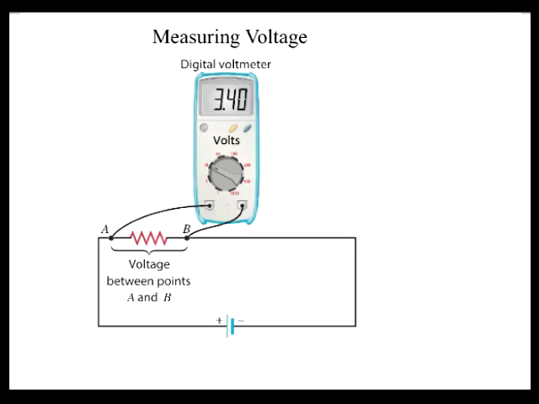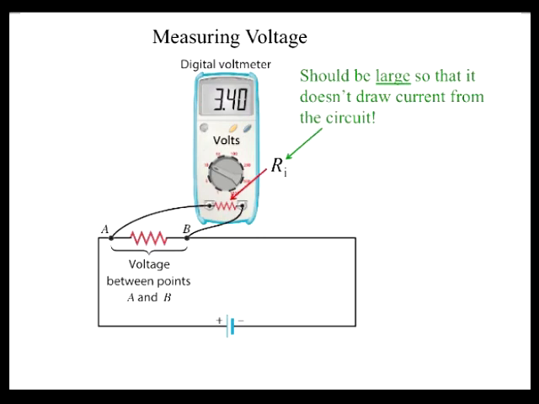This is why the effective internal resistance of the voltmeter, Ri, is important. Since the voltmeter's effective internal resistance is in parallel with the resistance between A and B, the internal resistance should be much larger than the resistance between A and B. This is so that only a negligible amount of current from the circuit goes through the voltmeter rather than through the circuit's resistor. An ideal voltmeter would have an infinite internal resistance.